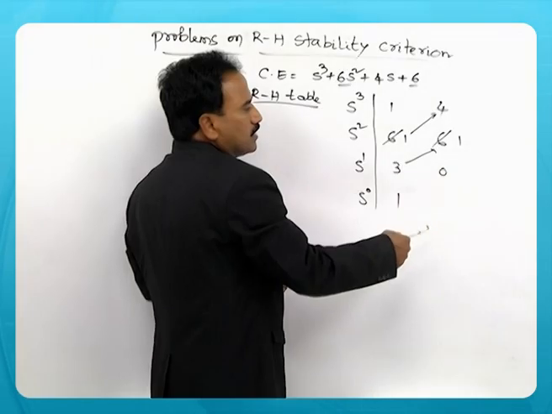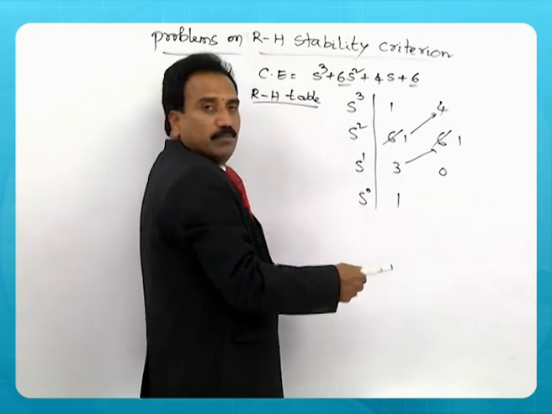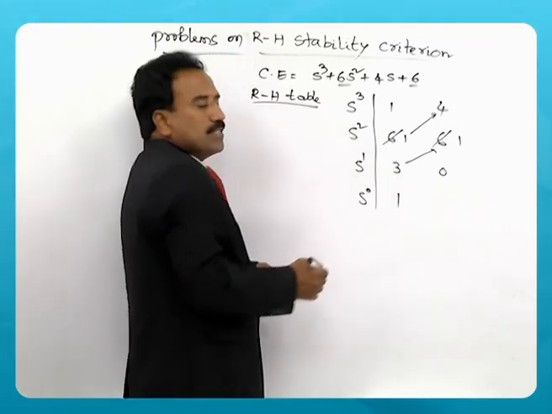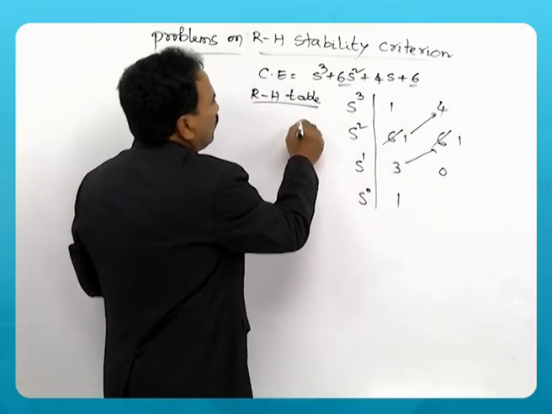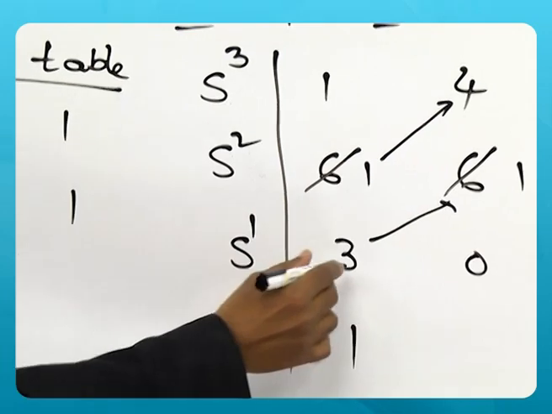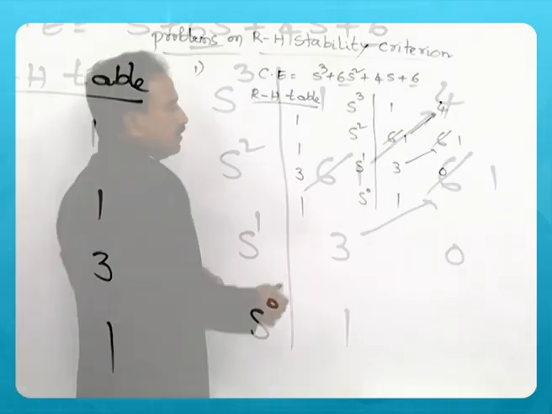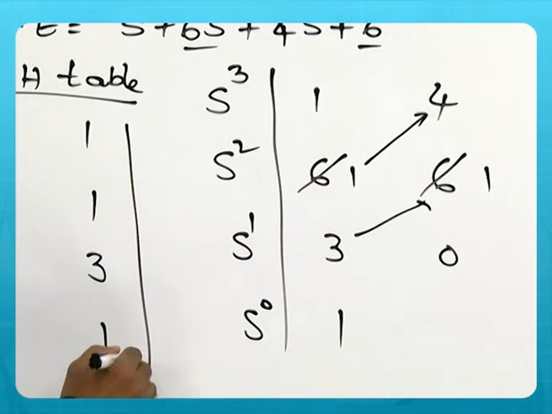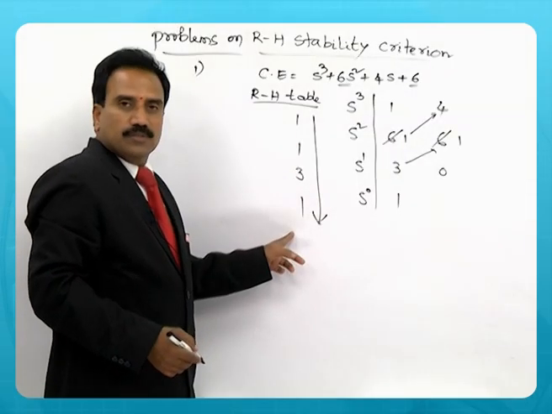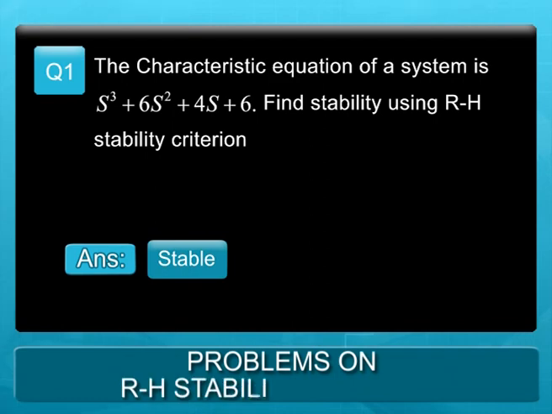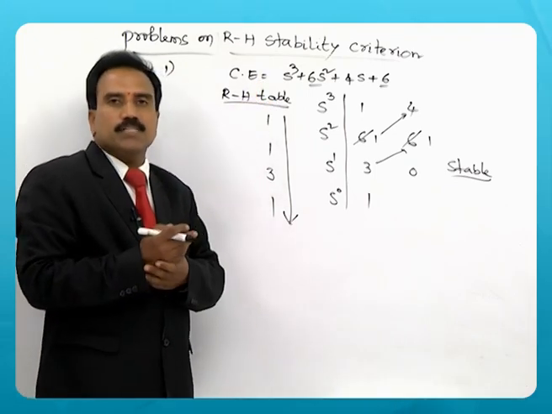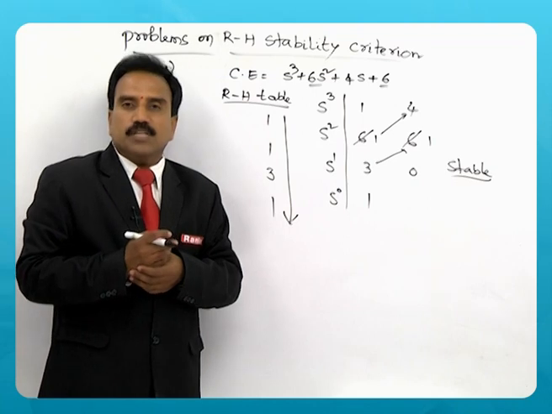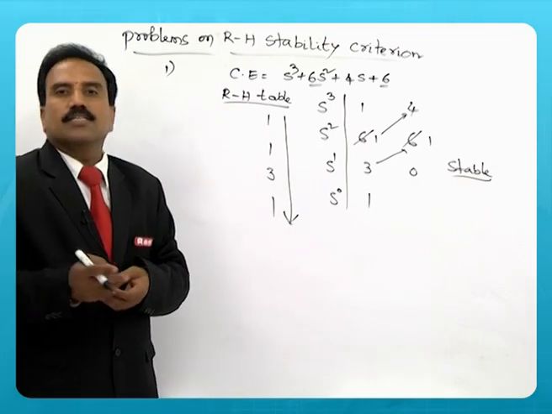Product of these two numbers minus product of these two numbers, divided by the first element of the previous row. So, you can see here now the first column has 1, then 3 and then 1. All the elements in the first column have no sign change. So, we say that it is a stable system. That means all the three roots of this equation lie in the left half of the S-plane. So, system is stable.